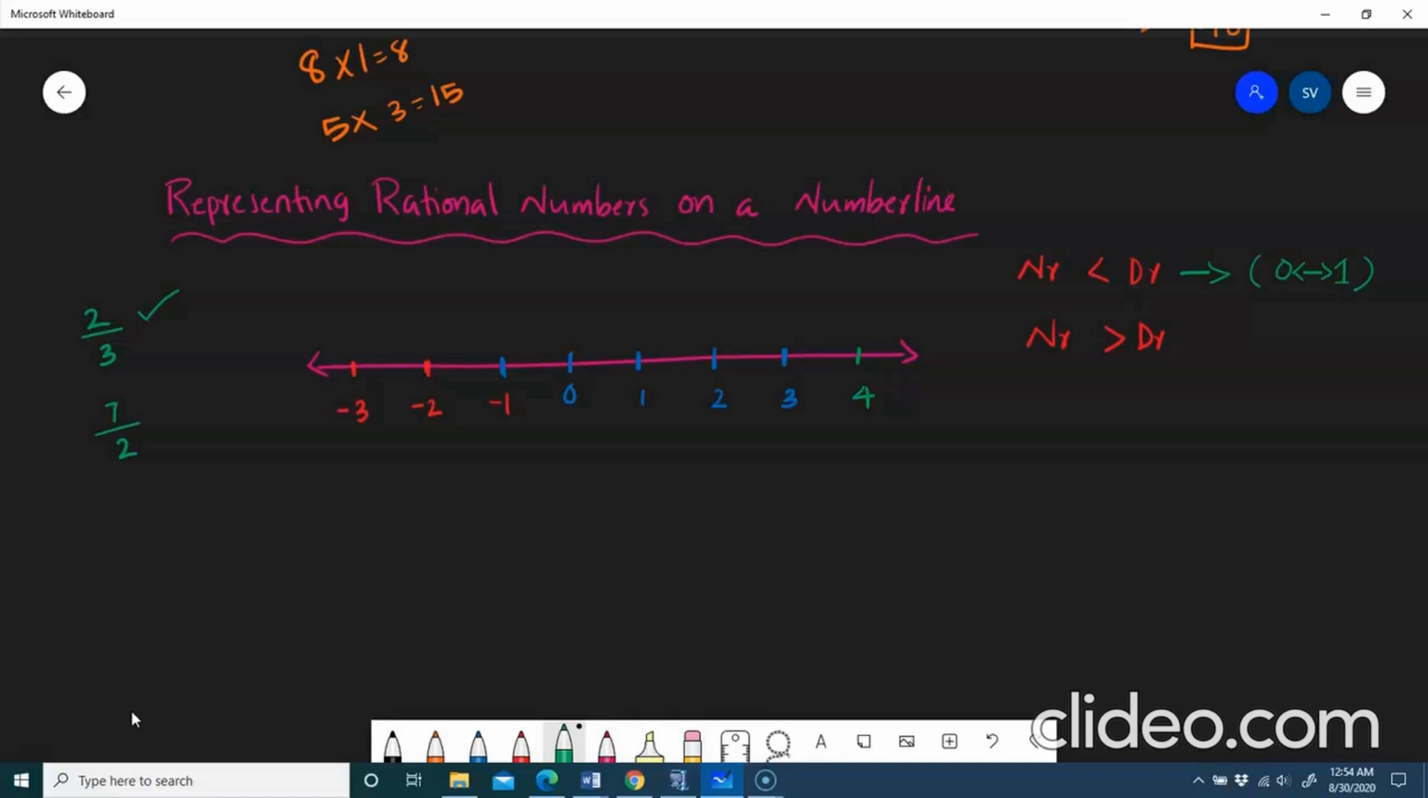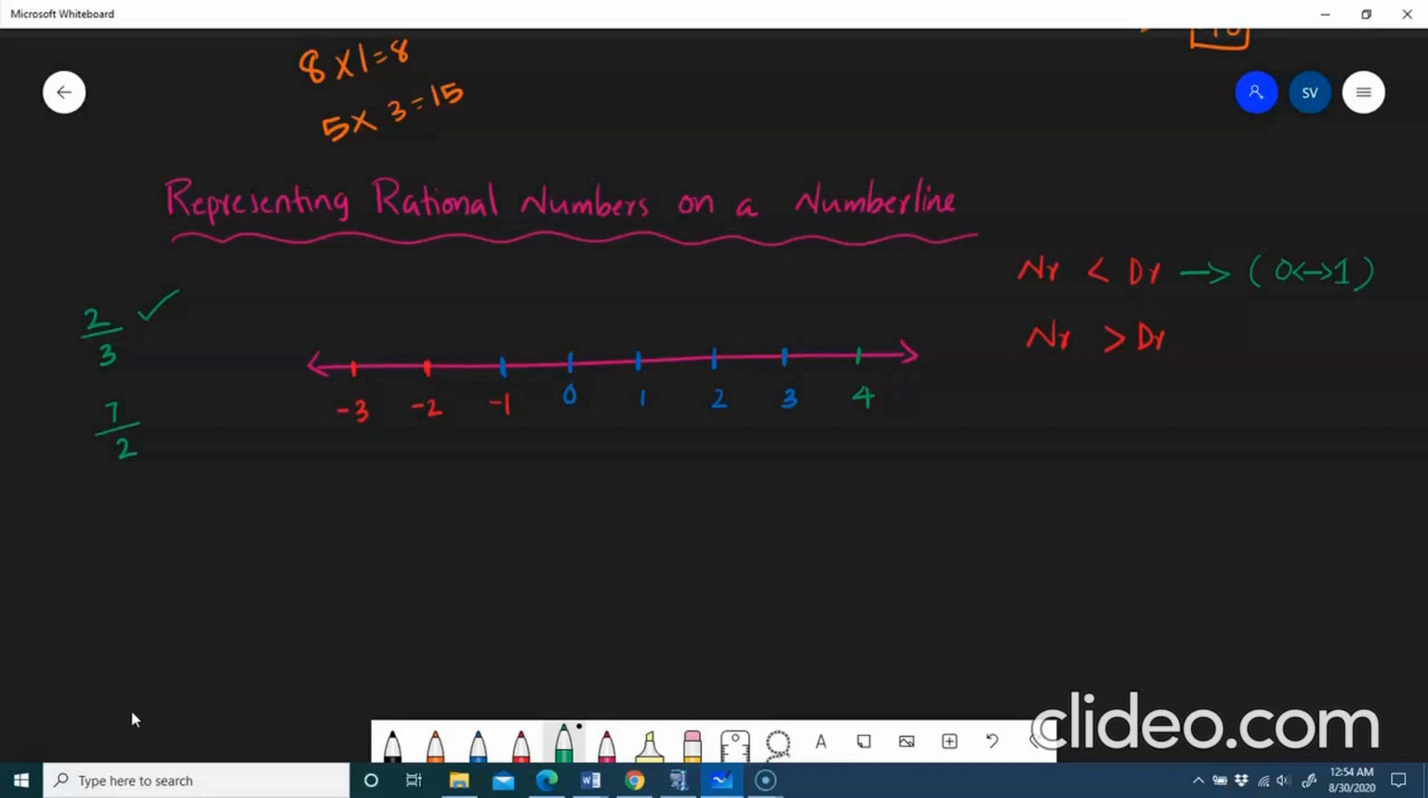Now we know that our number 2 by 3 is in between 0 and 1. Now I am discussing only positive numbers. I will discuss a negative number problem with the same thing. So 2 by 3. Because the numerator is less than the denominator, it will be in between 0 and 1. So we need to plot.